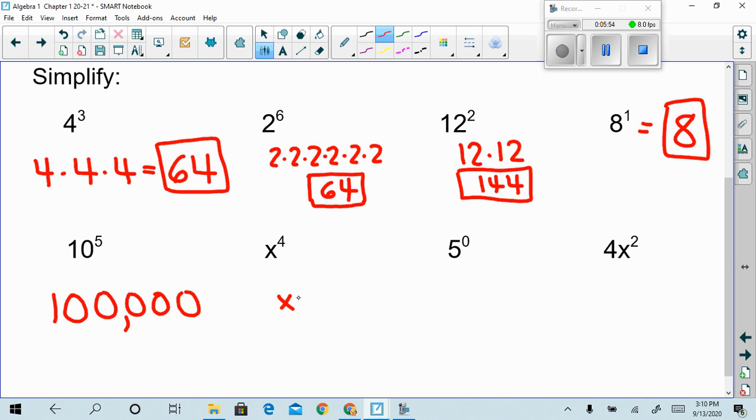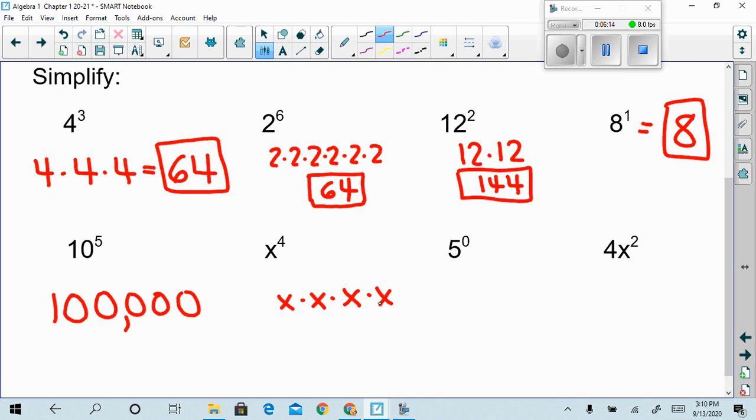This one I can expand, but I cannot simplify it any further unless I ask you to evaluate when x was equal to 2 or 3. So I can expand this, but I cannot simplify it until I'm able to give you a value.